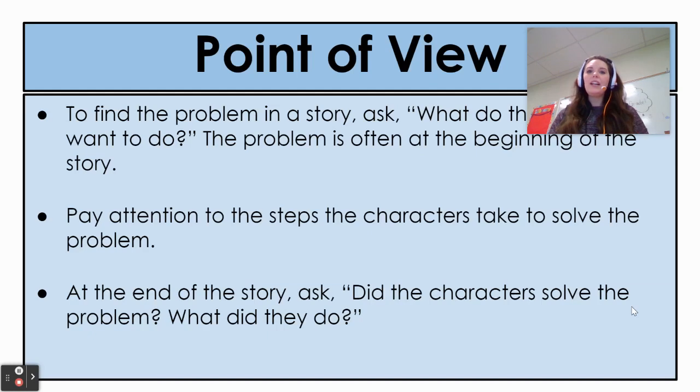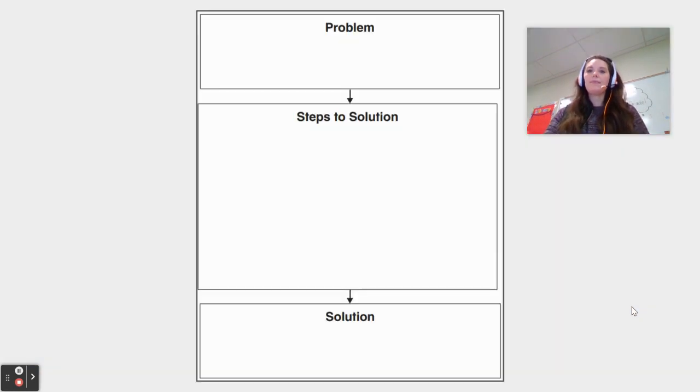Okay, let's take a look at the graphic organizer we will be using this week to help us find the problem and solution in our text. You'll notice that there is a box for the problem, a larger box for the steps to the solution, and finally, the solution. So like I said, there are often more than one way that the characters try to solve the problem. Maybe those steps don't work and they have to try again, or maybe there's more than one thing they have to do to get to the solution. So pay attention to the steps they take to solve.